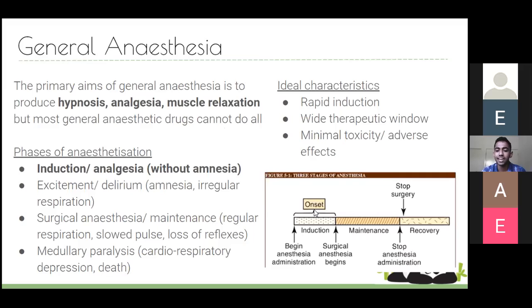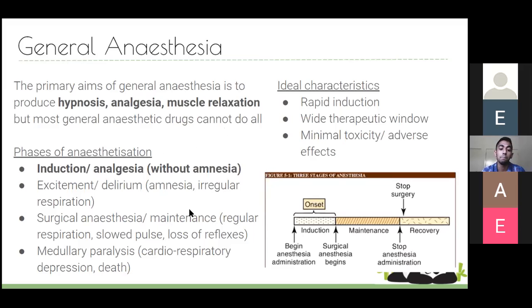So there's a few different stages of anesthesia that you need to know about. So we've got our induction. That's when we're giving them the anesthesia, they're starting to take it in, and they're getting analgesia. They're getting that depression of their pain receptors initially, but they haven't got amnesia. They still are aware of what's going on. After that, they're starting to get amnesia. They're starting to not understand what's going on pretty much. They're starting to get irregular respiration. And that is what we call our excitement phase.